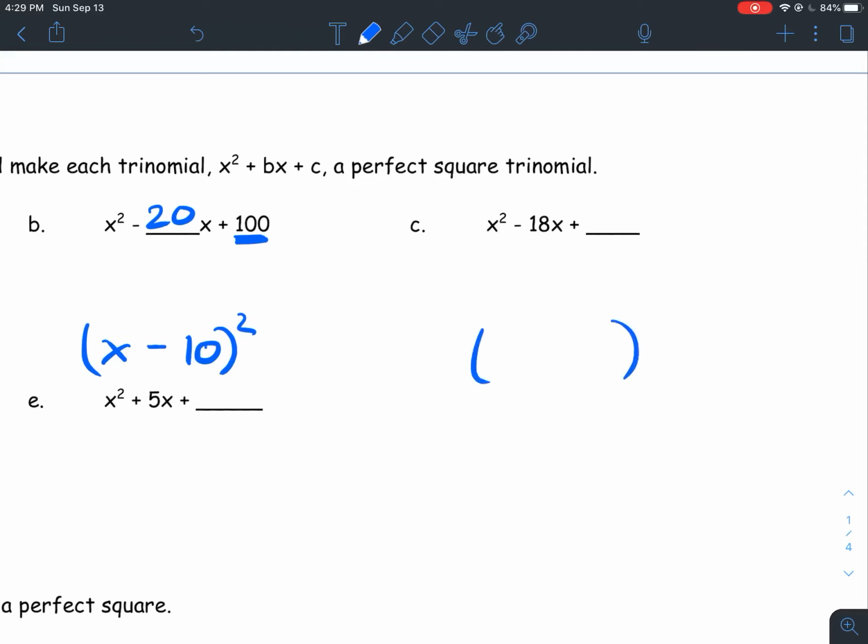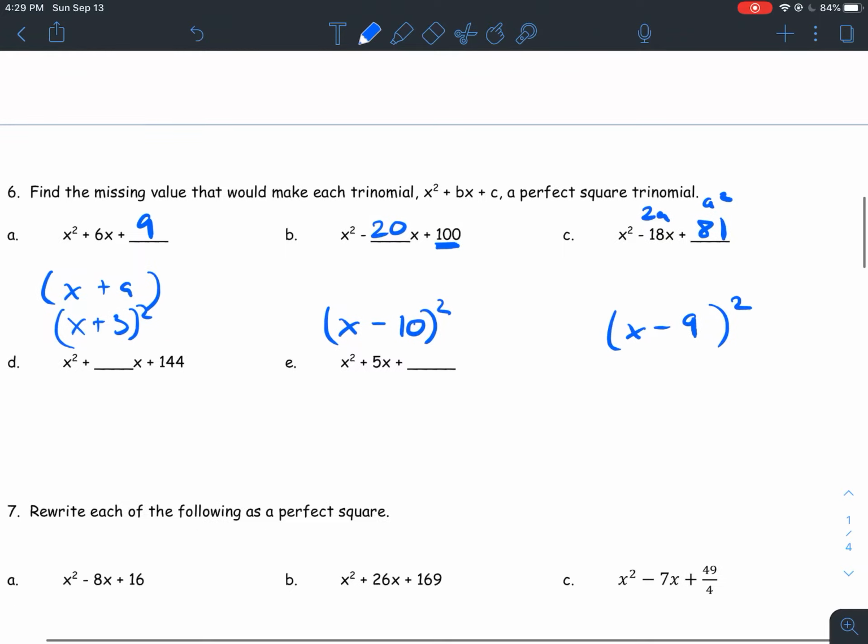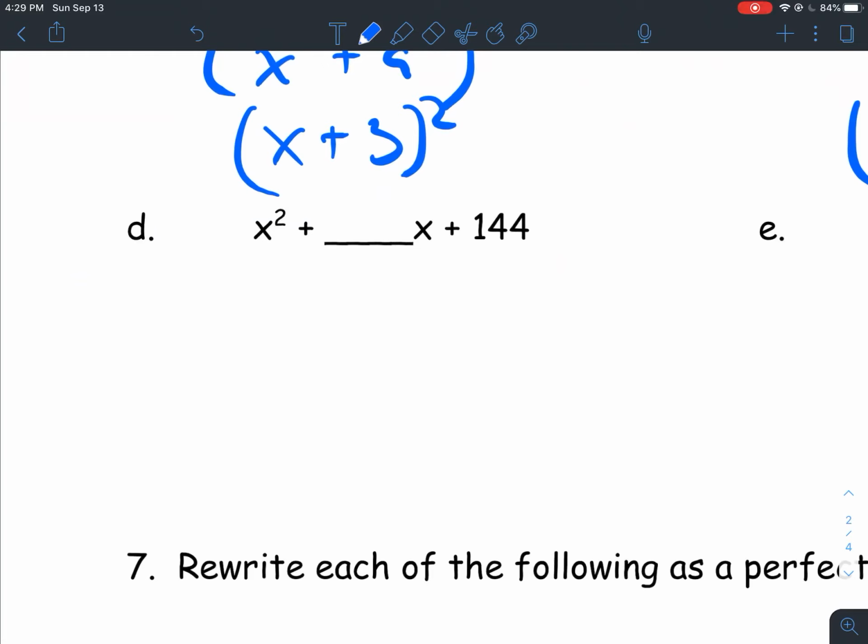Then we try c. Again, this middle term is always 2 times your a value. So in this case, it's going to be x minus 9 squared. So then our missing term is going to be 81. So it's always our a squared, right? This is 2a. This is a squared.